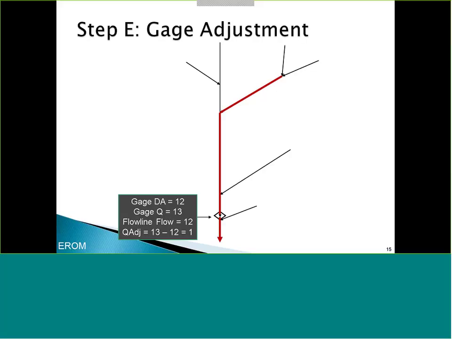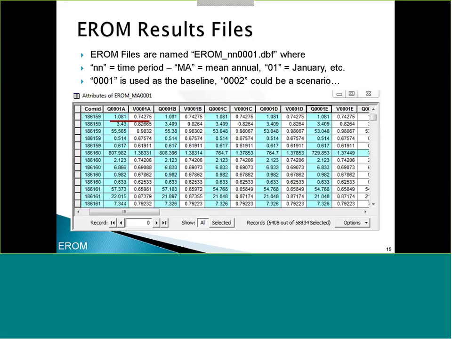So those are the two criteria that we use for our gauges. Okay, now this is what the EROM results file looks like. This is the attributes of the EROM, mean annual EROM_MA_0001.